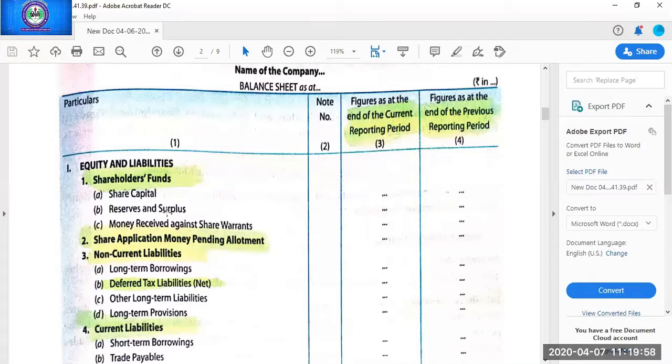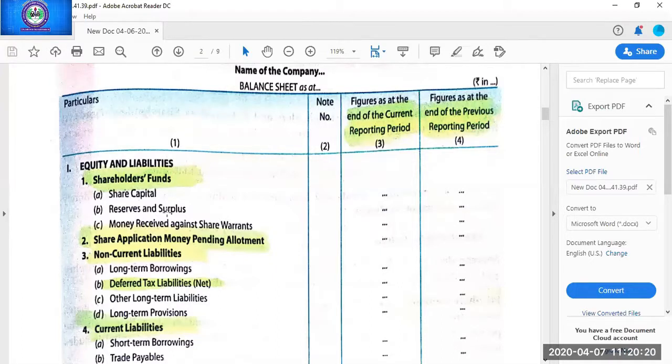Okay, so shareholder funds have 3 parts: share capital, reserve and surplus, and money received against share warrants. So just make a balance sheet of your own. It will be better for you. Side by side, you can write all these items. You will be able to learn easily if you are writing with your hand.